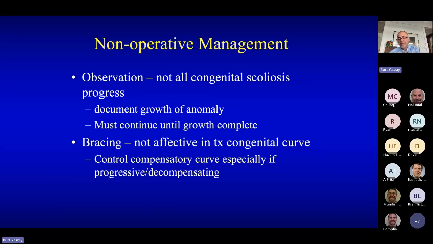Bracing is typically not effective unless you're treating the compensatory curve. But in mixed congenital scoliosis, where you don't really know where there's mobility and discs and other things like that, and we know that the patients are really young and we're trying to avoid surgery at all costs, we will still contemplate placing them in a brace.